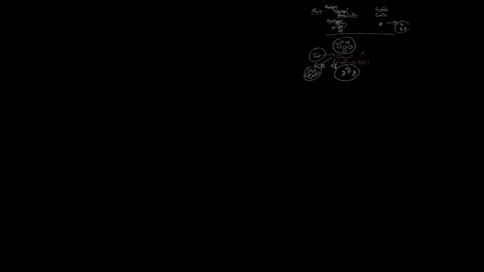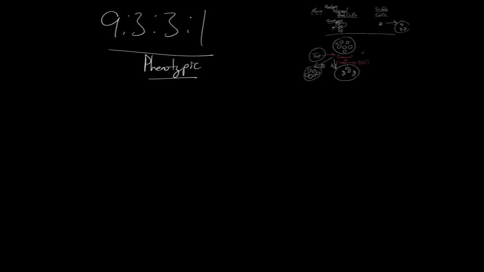Now, you remember this 9:3:3:1 ratio from our genetics work, and you know that ratio is for a heterozygous cross, and this is a phenotype. So this is a phenotypic ratio. And the reason this one's so big is because this includes both hetero and homo.